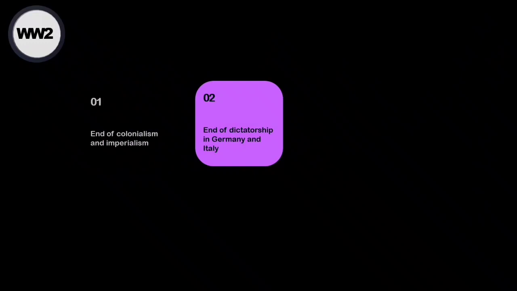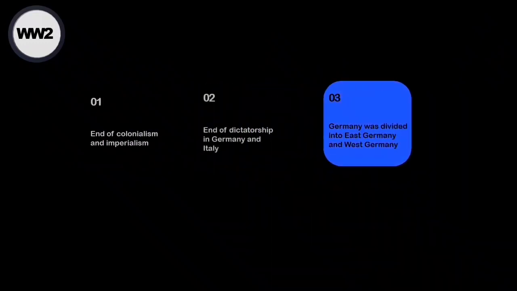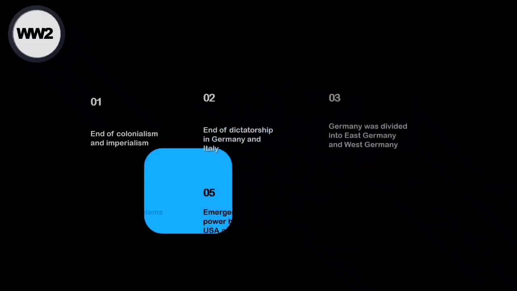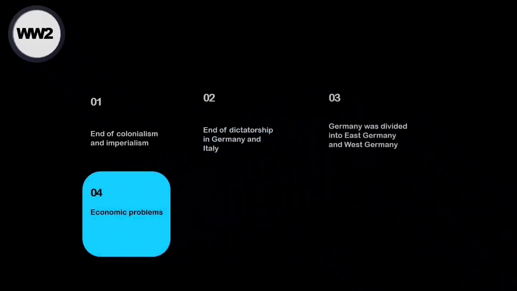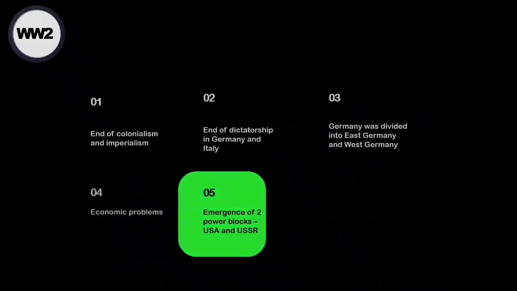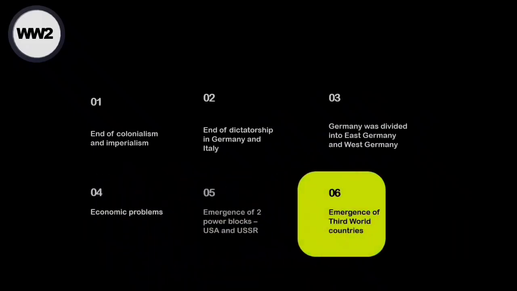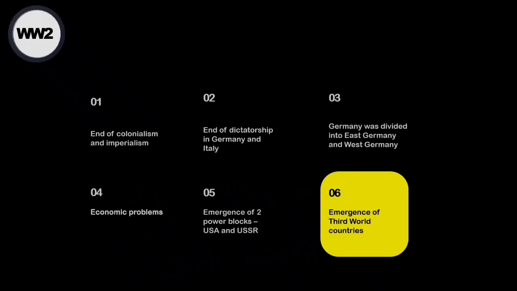It led to the end of colonialism. It ended the dictatorship in Italy and Germany. West Germany was controlled by Britain, France, and the USA. East Germany was controlled by the USSR. It led to economic problems such as unemployment and low growth. World War II resulted in the Cold War. And finally, it led to the emergence of third world countries.